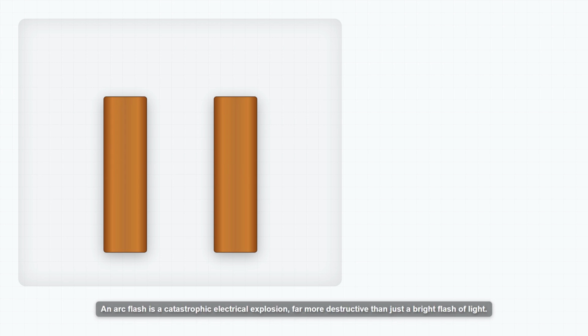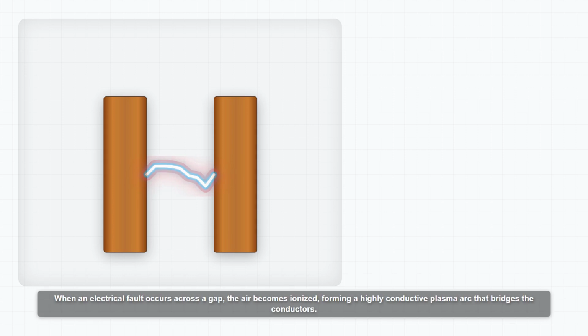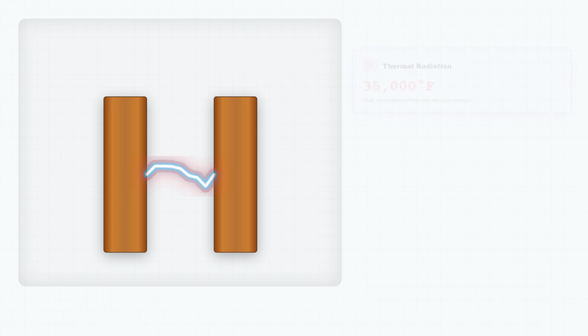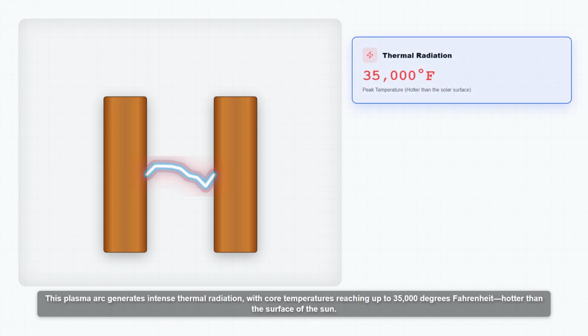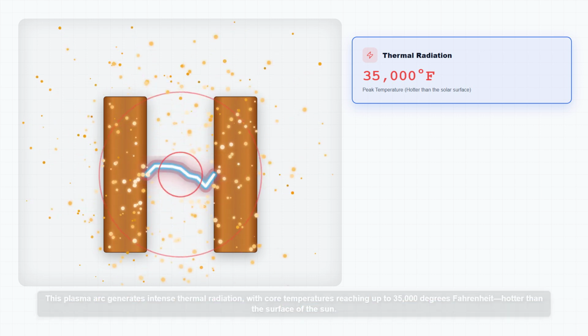An arc flash is a catastrophic electrical explosion, far more destructive than just a bright flash of light. When an electrical fault occurs across a gap, the air becomes ionized, forming a highly conductive plasma arc that bridges the conductors. This plasma arc generates intense thermal radiation, with core temperatures reaching up to 35,000 degrees Fahrenheit, hotter than the surface of the sun.